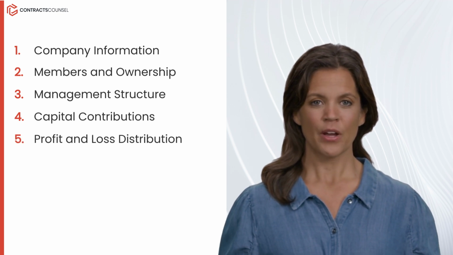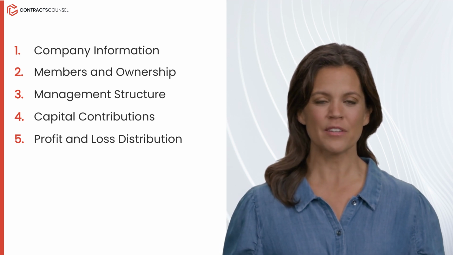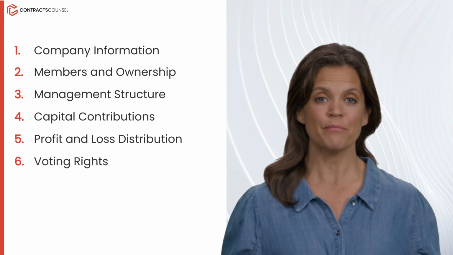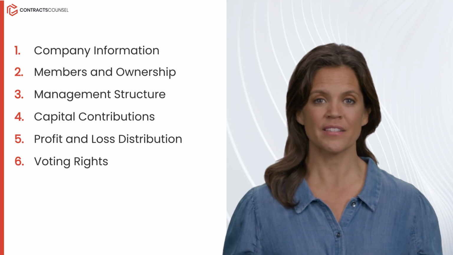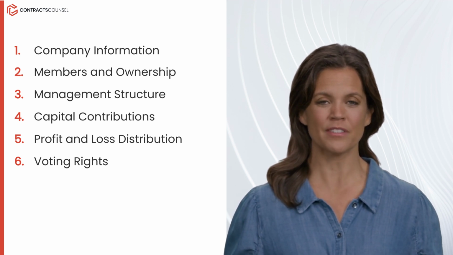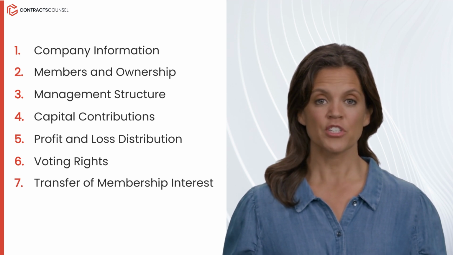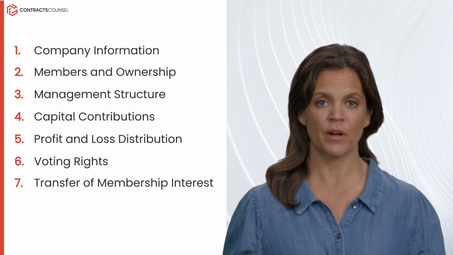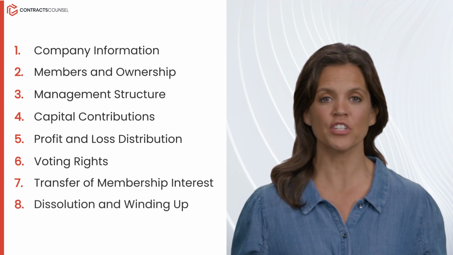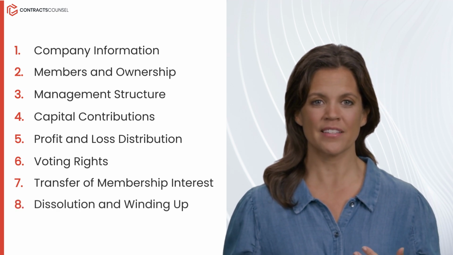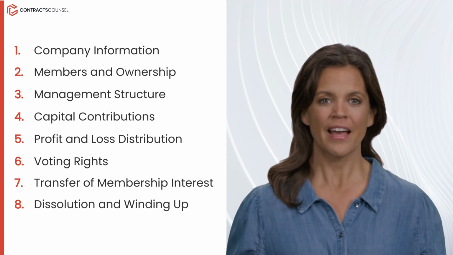5. Profit and loss distribution. This section defines how the LLC's profits and losses will be divided among the members. 6. Voting rights and decision-making. This outlines how decisions will be made within the LLC and the voting power each member holds. 7. Transfer of membership interest. This section defines how membership interests can be transferred if a member wants to leave or sell their interest in the LLC. And 8. Dissolution and winding up. This explains the process for dissolving the LLC and how the remaining assets will be distributed after debts are paid.